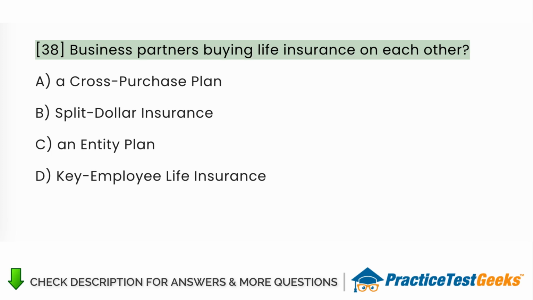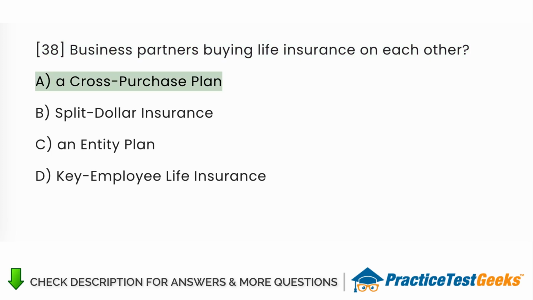Business partners buying life insurance on each other? A. A cross-purchase plan. B. Split dollar insurance. C. An entity plan. D. Key employee life insurance.